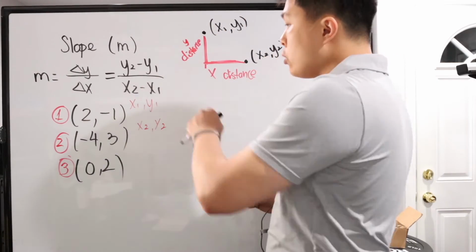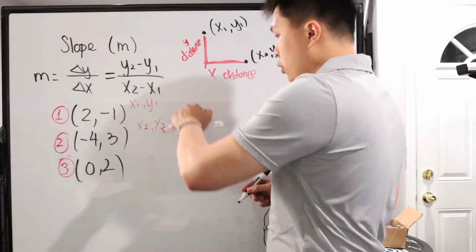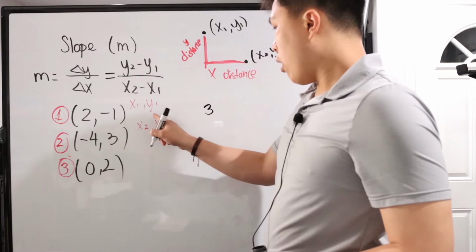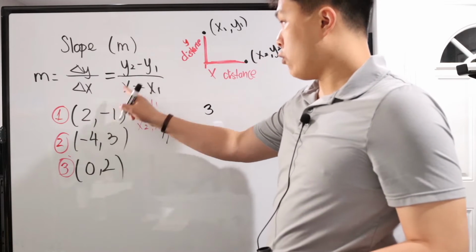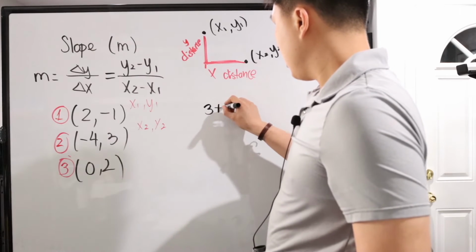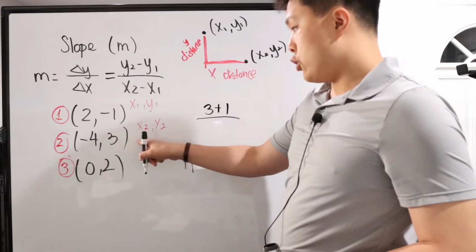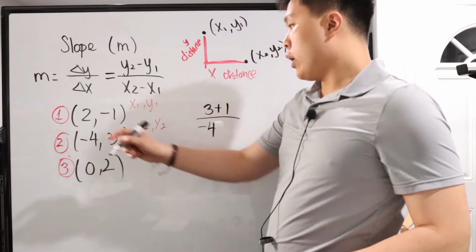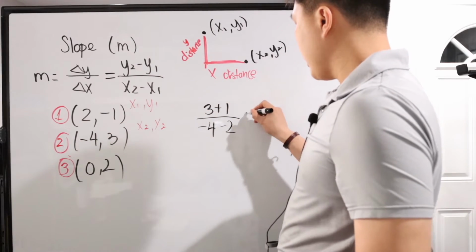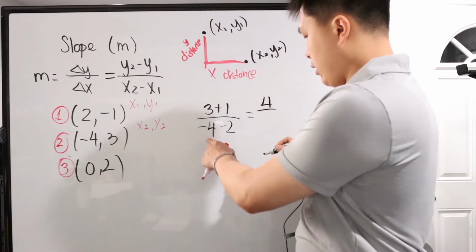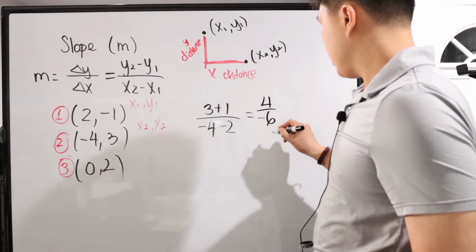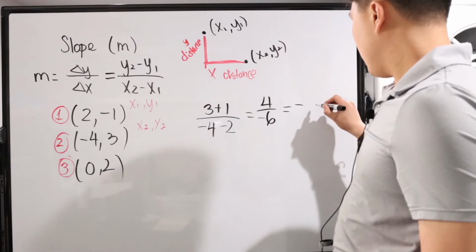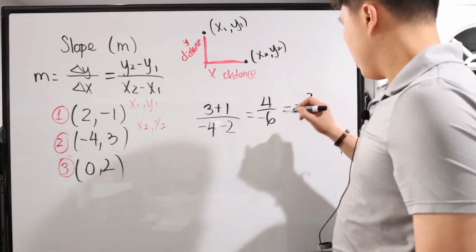And so what we would do to find the slope is use this formula. Our y2 is going to be 3. Our y1 is negative 1, minus minus is plus. x2 is negative 4. x1 is 2, so it's going to be minus 2. In the end, it's going to be 4 over negative 6, which if you simplify it, is negative 2 over 3.